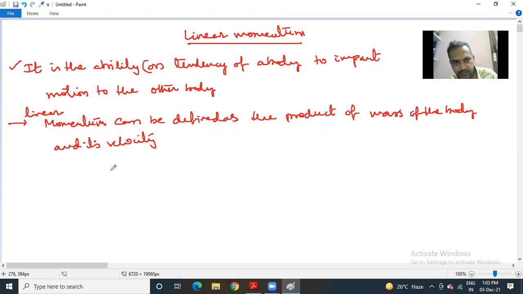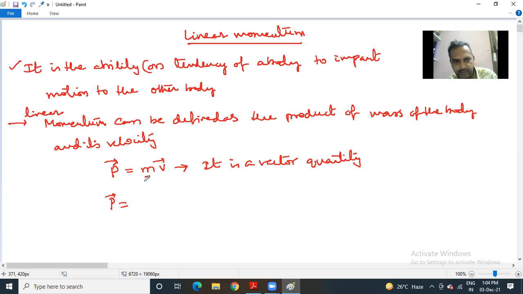So it can be expressed as P is equal to mass into velocity. Since velocity is a vector quantity, momentum is a vector quantity. Next, P is equal to m v.